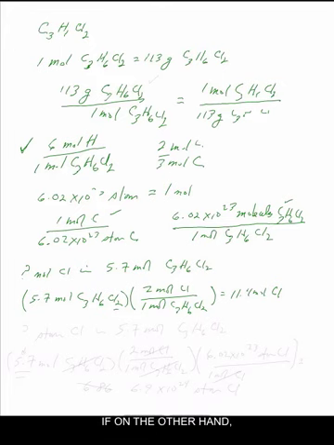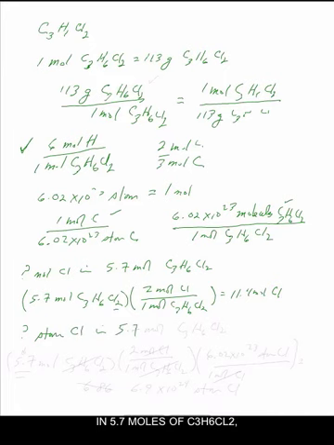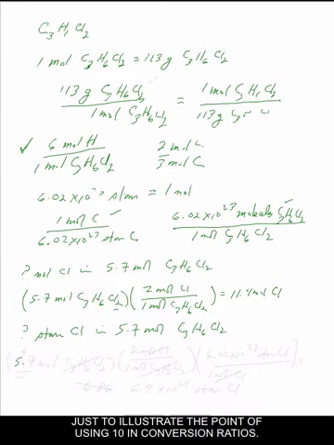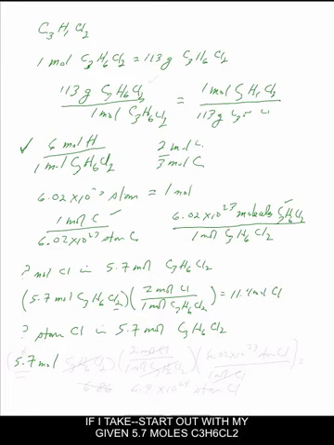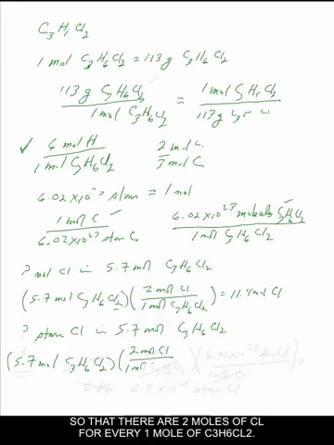If, on the other hand, I had asked something to the effect of how many atoms of Cl in 5.7 moles of C3H6Cl2, I would be using two conversion ratios. The first would tell me the moles of chlorine, and I'm going to rewrite that just to illustrate the point of using tandem conversion ratios. If I start out with my given 5.7 moles C3H6Cl2, I would, of course, as I had before, say there are 2 moles of Cl for every 1 mole of C3H6Cl2.